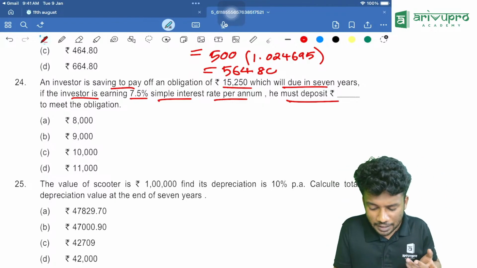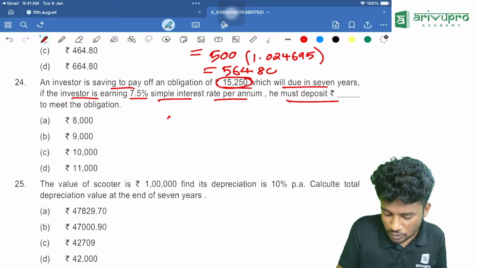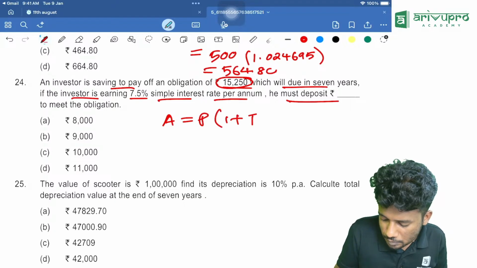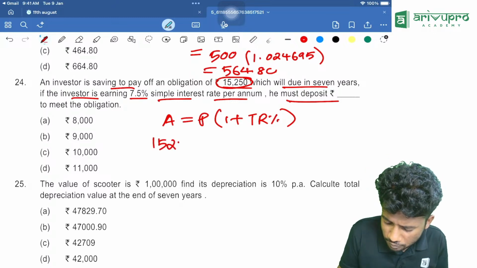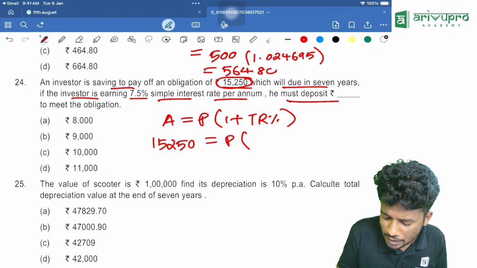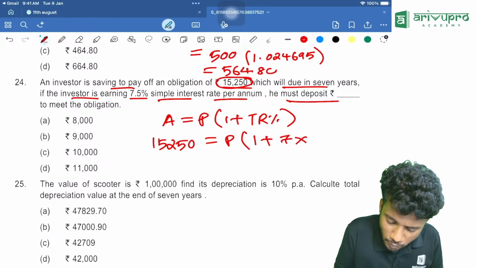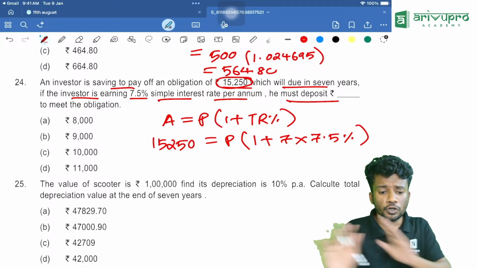We need to find the value of P over here. Here, the amount value is given. So we know the formula A is equal to P into (1 plus TR percentage). Now A is how much? 15,250, which is equal to P into (1 plus T), T is how many years? 7, into R, how much? 7.5%. Just use calculator. Don't do anything else.